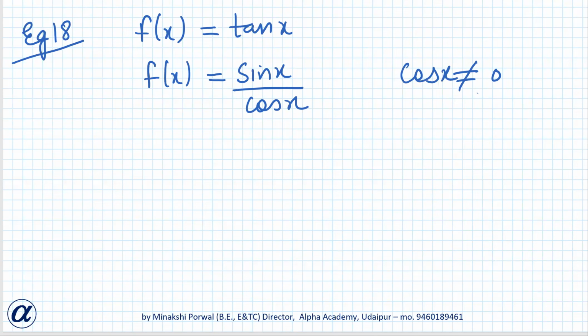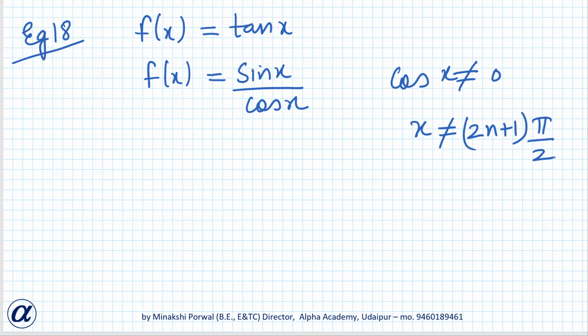So when will the value of cos x be 0? It will be 0 at 90 degrees, 270 degrees. So we can write x should not be equal to odd multiples of pi by 2, that is, 2n plus 1 pi by 2. So fx can be written as this. We know that sin x is continuous, cos x is continuous, but cos x should not be equal to 0. Therefore, x should not be equal to 2n plus 1 pi by 2 for tan x to be continuous. That's it.